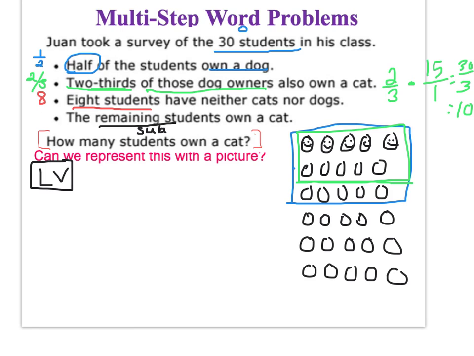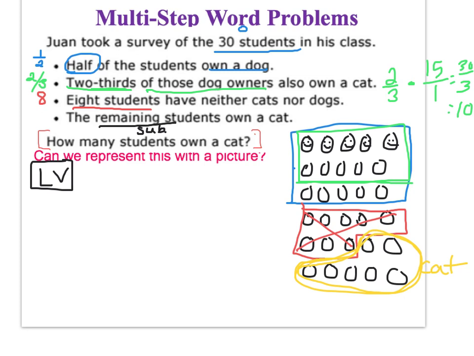I have 8 students that don't own anything. And all these rest right here, these are my cat owners. I know that these are the cats because it says the remaining. So all these leftovers are cats.